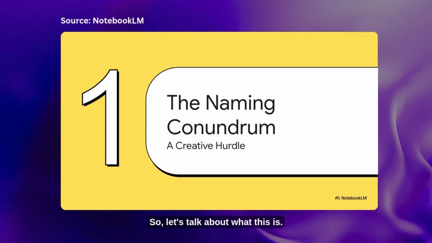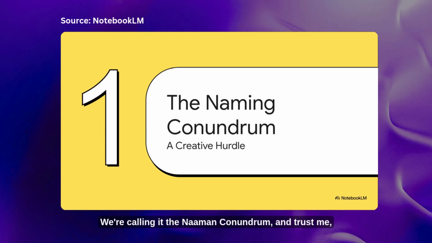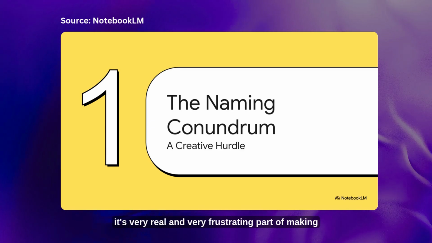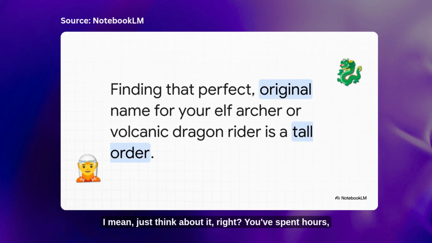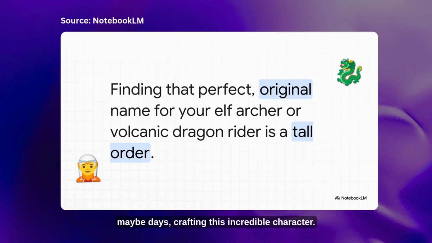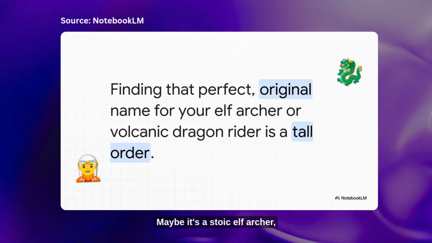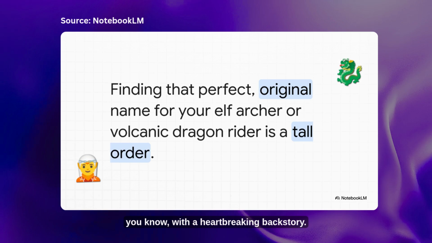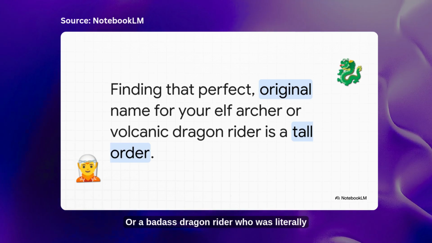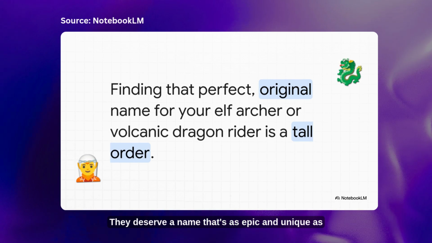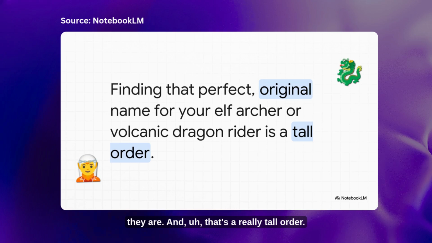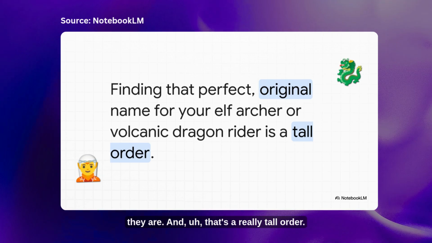So, let's talk about what this is. We're calling it the naming conundrum, and trust me, it's a very real and very frustrating part of making anything new. I mean, just think about it, right? You've spent hours, maybe days, crafting this incredible character. Maybe it's a stoic elf archer with a heartbreaking backstory, or a badass dragon rider who was literally born in a volcano. They deserve a name that's as epic and unique as they are, and that's a really tall order.